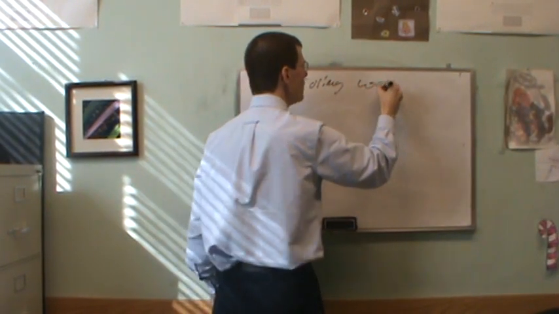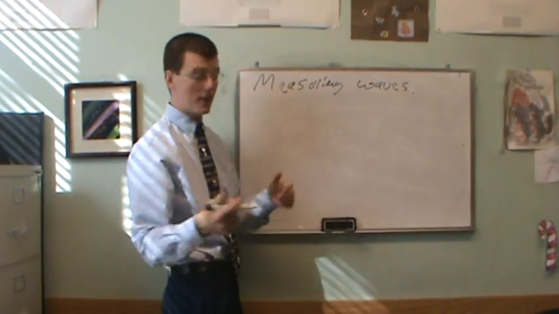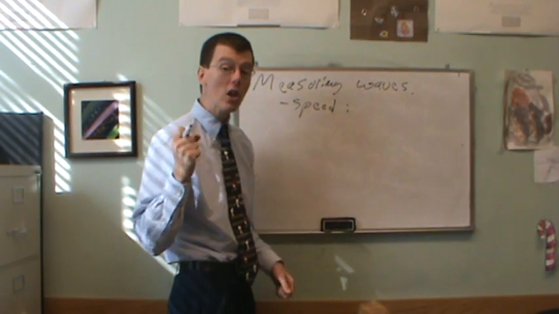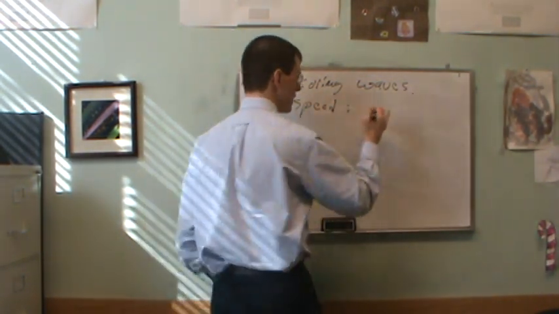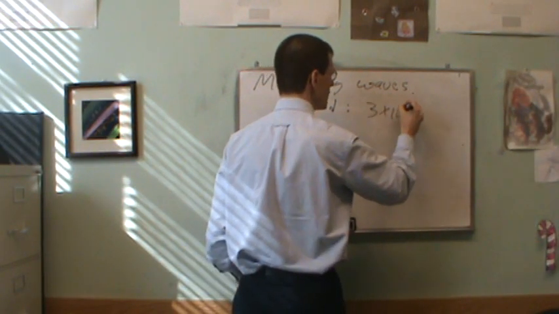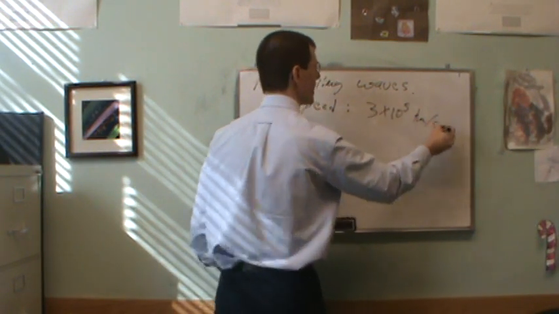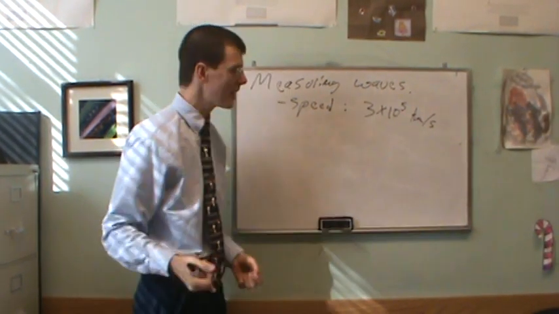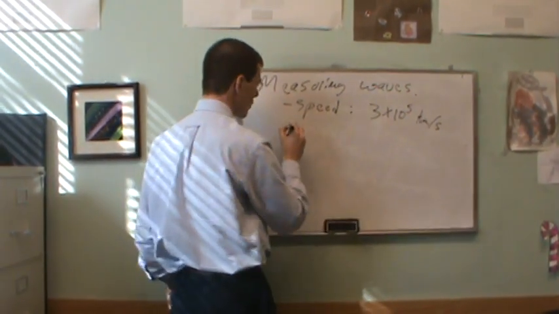Measuring waves. So one thing we can do is we can measure their speed. All light waves, all electromagnetic waves travel at a speed of 3 times 10 to the 5th kilometers per second. So fast that it takes light only about 1 second to get here from the moon, about 8 minutes for light to get here from the sun. And then, of course, what else can we measure?